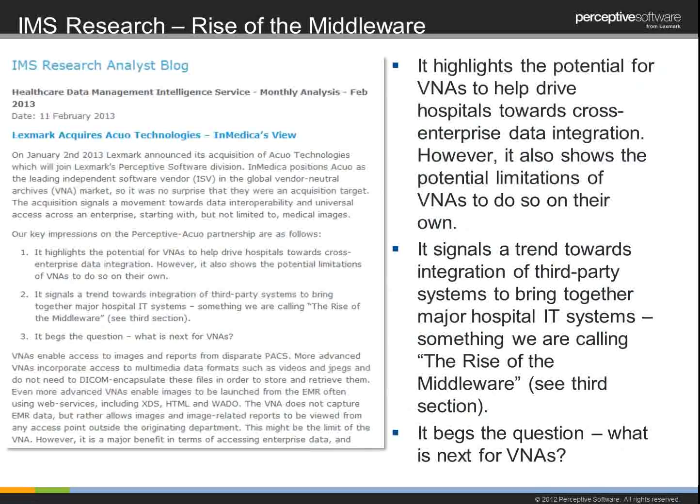They see this as a signal towards the trend of enabling more third-party systems to be brought together through what they're referring to as the rise of middleware. They then sort of see this as, okay, VNAs have been changing dramatically over the last number of years. This is a significant shift, so what's next?